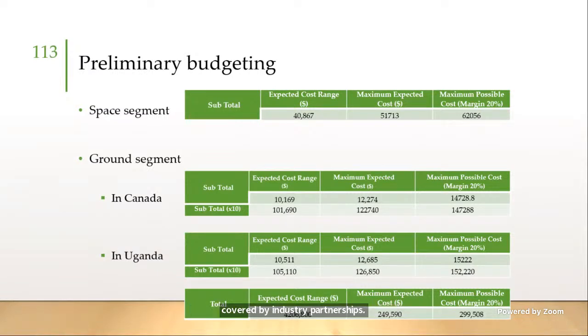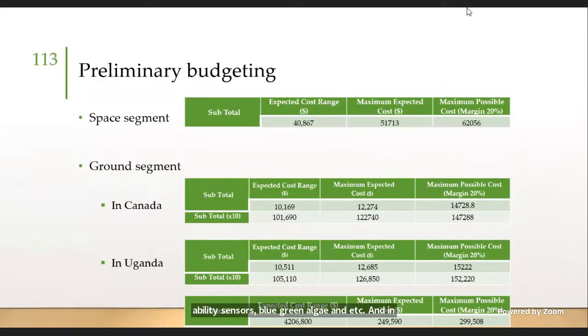And as mentioned earlier by the Impact Team, we chose to extend our mission to Uganda. Thus, our ground segment is divided into two segments, in Canada and Uganda. In Canada, it includes sensors such as thermometers, colorimeter sensor, turbidity sensors, blue-green algae, and etc. And in Uganda, it's almost the same sensors, but a water runoff sensor is added. Also, contingency varies between 20 to 25% for the ground segment. Ground segment building and testing costs, labor costs, as well as land costs are sponsored by government and charities.